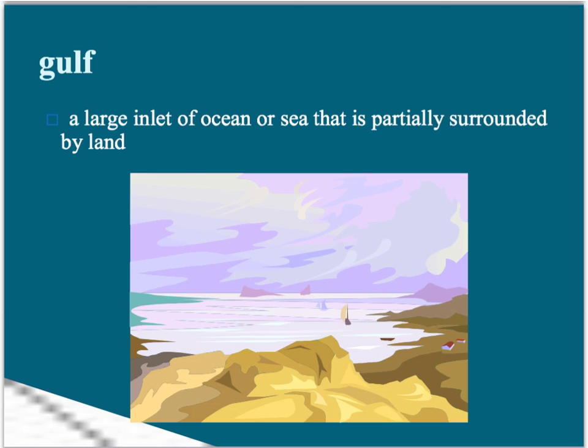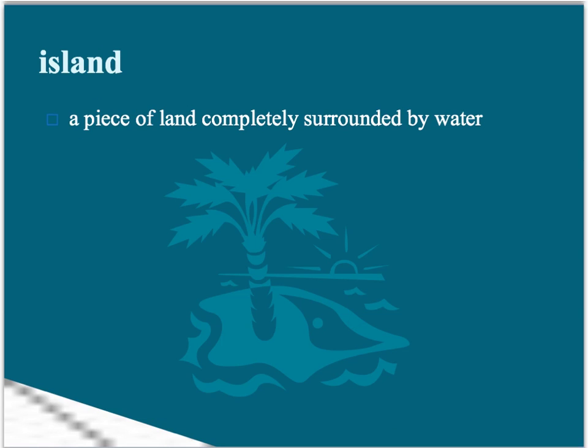Think of like Gulf of Mexico, something like that. And island, very tough one here. This is a brain stumper. A piece of land completely surrounded by water. Like I said, a lot of these are kind of reviews, so you don't need to freak out. But just so we know, that's what an island is.